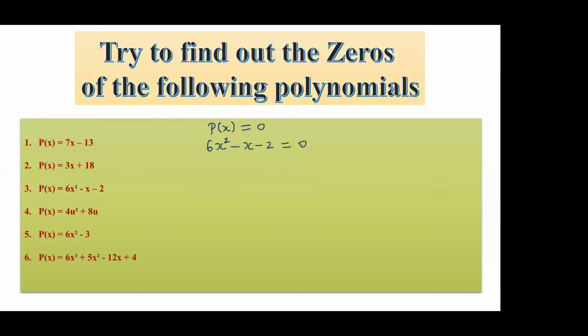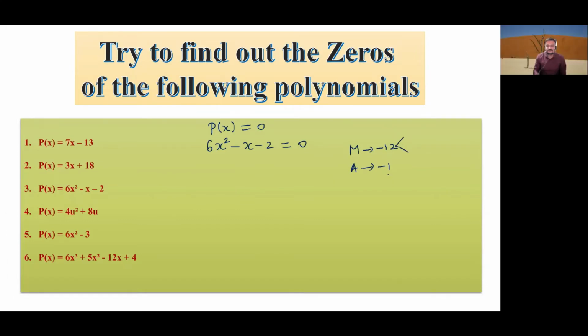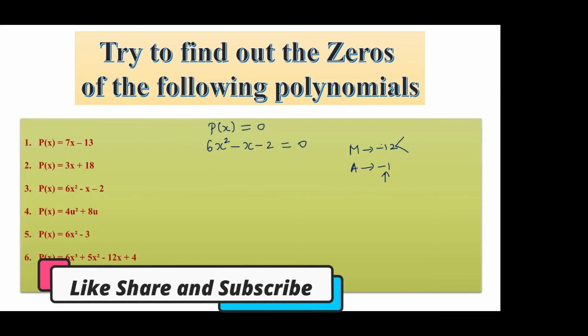We'll take two numbers whose product is 6 multiplied by minus 2, that is minus 12, and whose addition or subtraction is the coefficient of x. We just write the coefficient of x here. In case of this polynomial, the coefficient of x is minus 1. So in place of addition, only minus 1 will be written, not minus x.